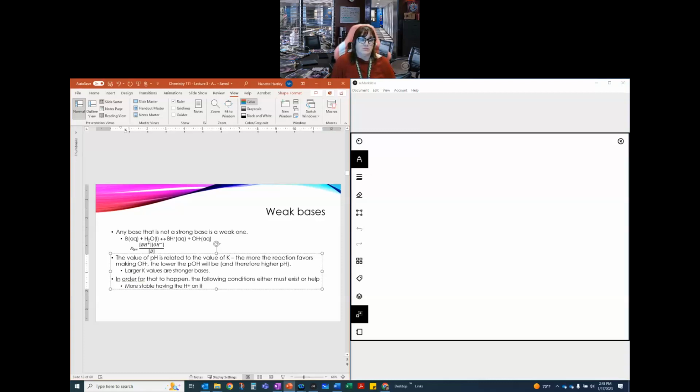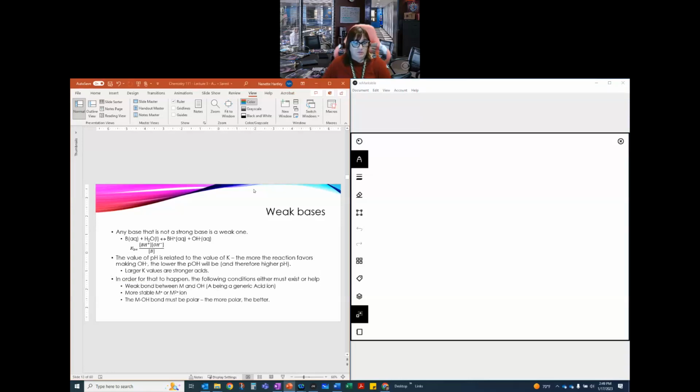Okay. We need to make sure that there is a bigger affinity for the H to the B than there is to the water. So, greater affinity of B to H plus than H plus to OH minus. Okay, so that needs to be another thing that we need to have. That's the same kind of principles that we talked about before. All right, so that's what we're looking at in terms of weak bases.